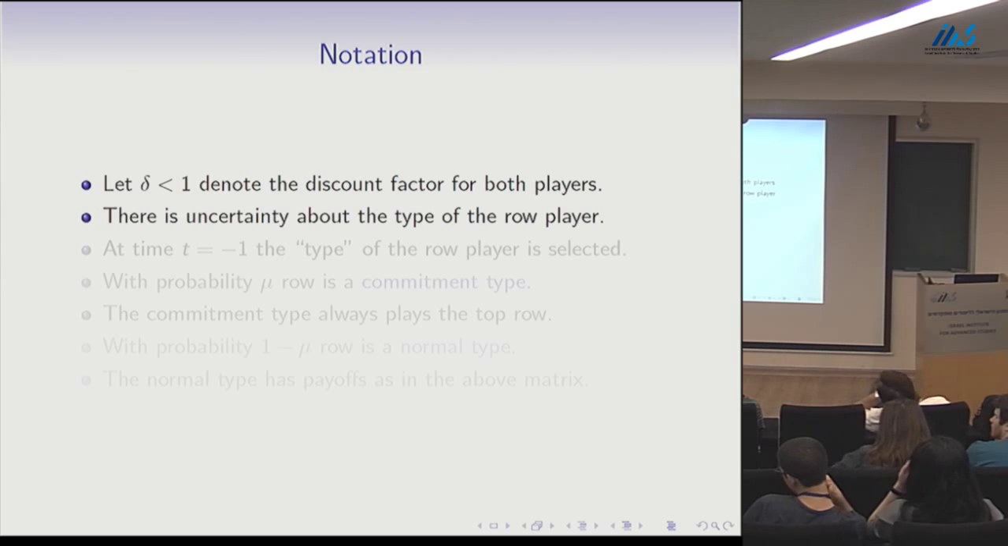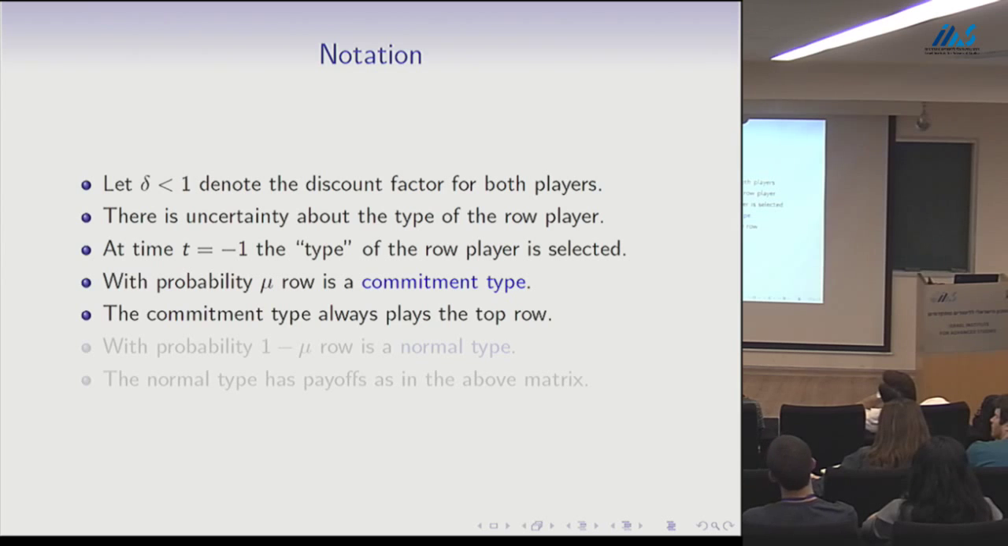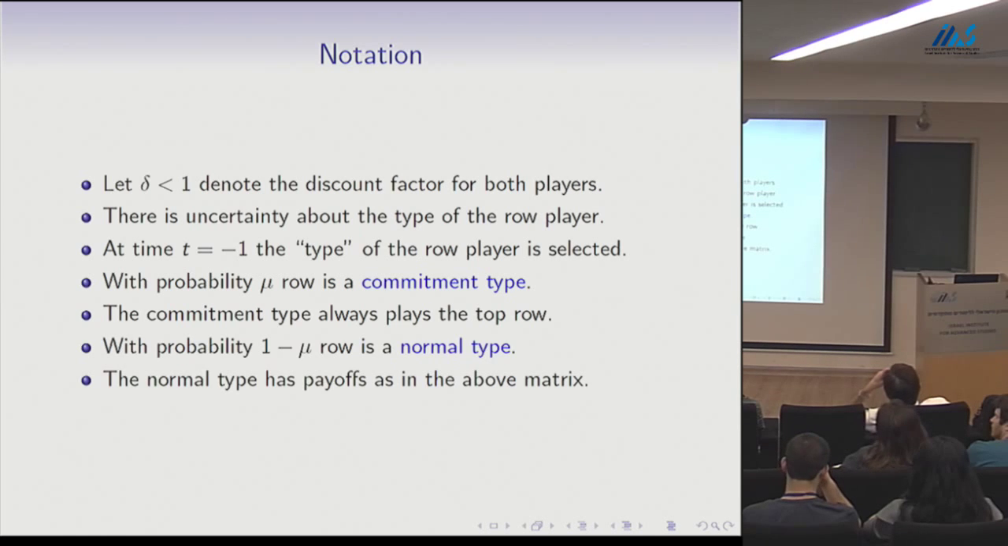We'll introduce a type of uncertainty about the row player. We'll imagine at time t equals -1, the row player's type is selected, and with probability mu, they're a commitment type that always plays the top row. With probability 1 minus mu, their usual normal type, who has those payoffs in the matrix before. So that's stuff you know.